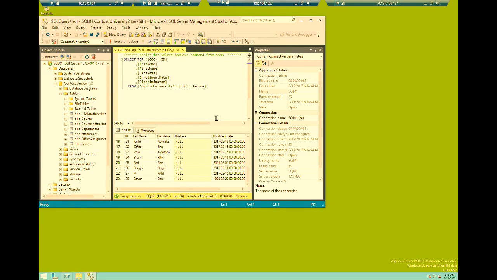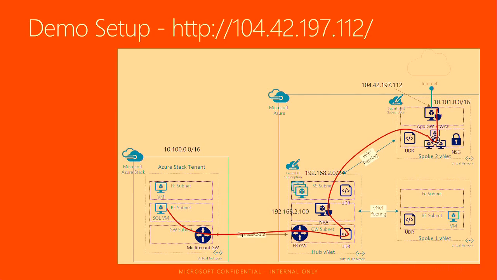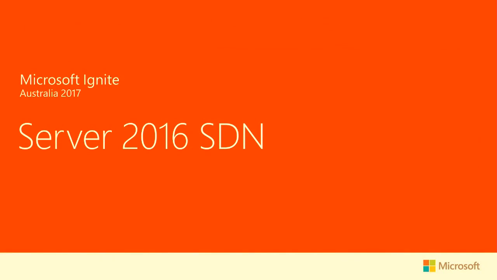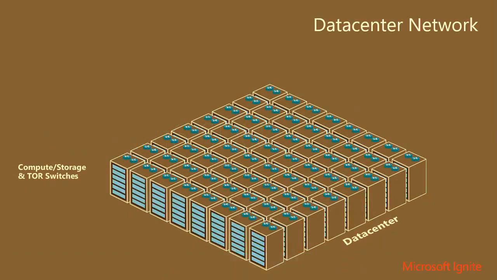All right, moving on. So we talked about all the Azure networking features, and now we want to see how all these features are available in your on-prem data center using Server 2016 SDN.